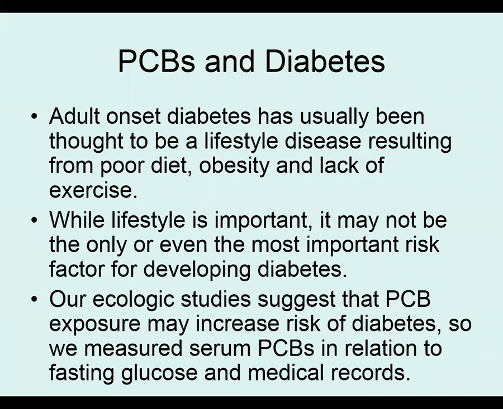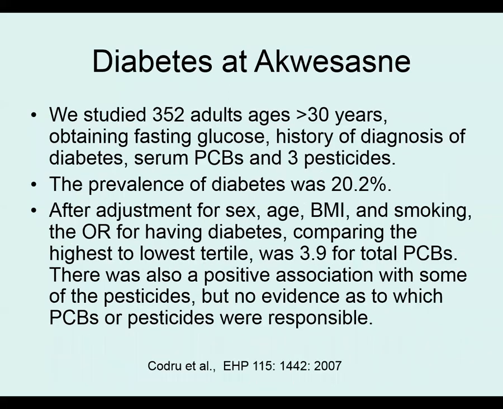Now, diabetes is usually, again, thought to be a lifestyle disease resulting from poor diet, obesity, and lack of exercise. And no one's going to deny that that's important, but our ecologic studies and other people's results suggest that environmental factors may be important as well. So in 2007, we did an initial study where we demonstrated that there was an odds ratio of 3.9 for total PCBs and diabetes. In this, we also found a positive association for some of the pesticides.